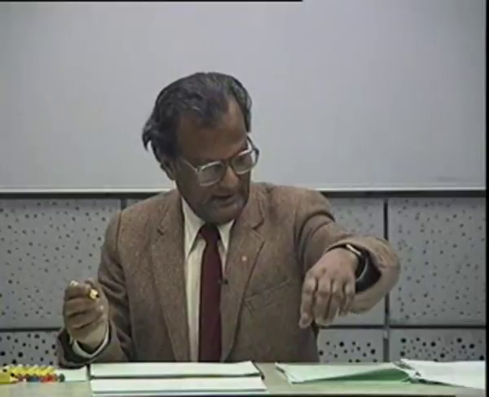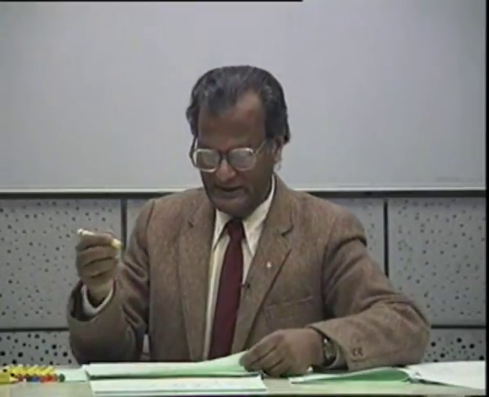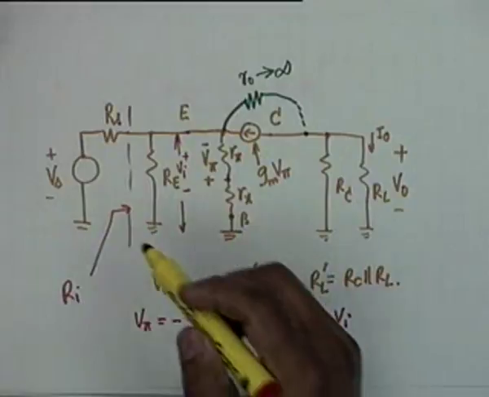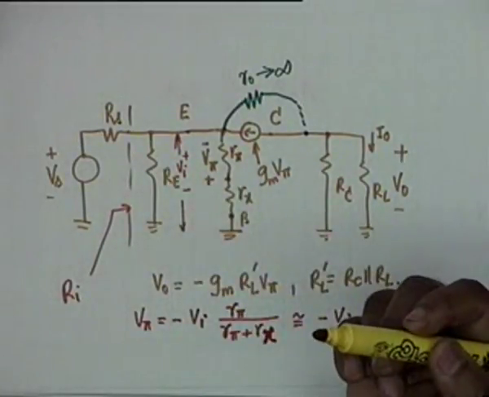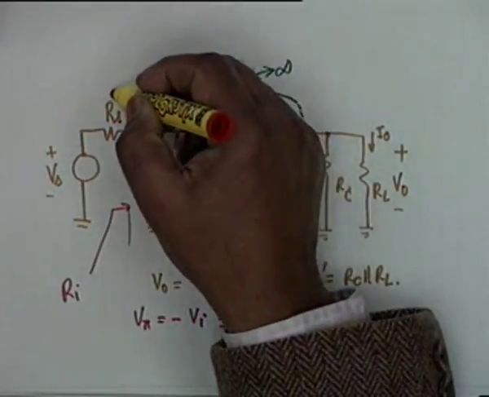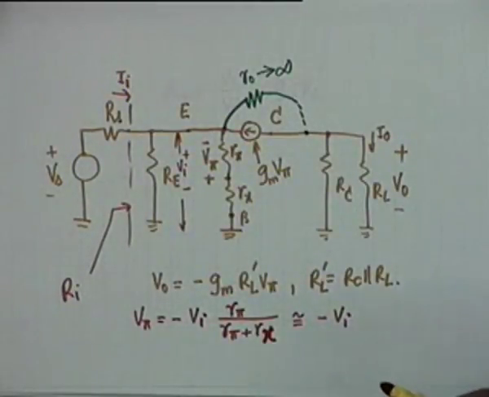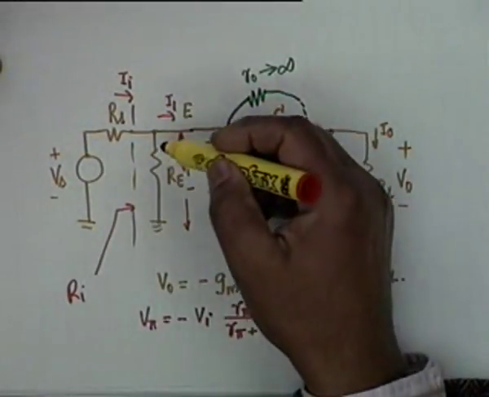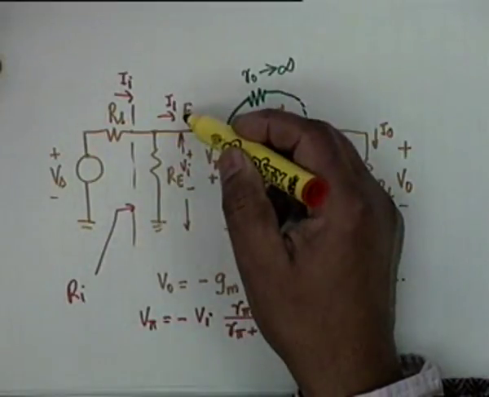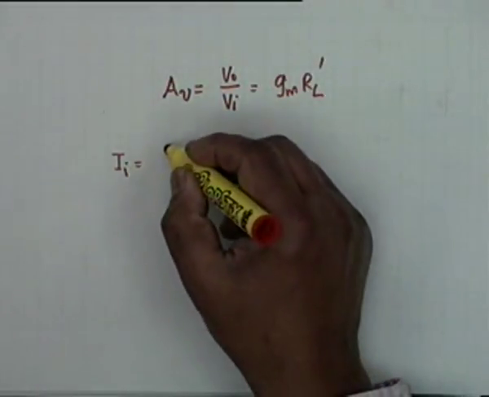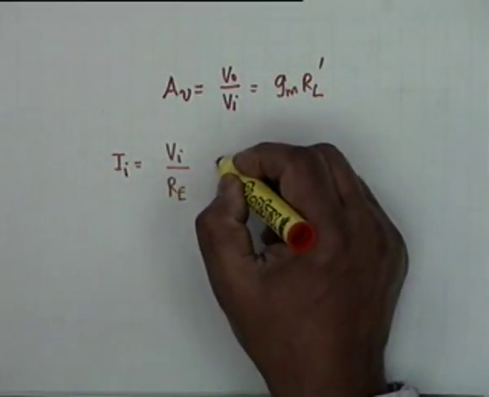Now we want to calculate the input resistance, that is the resistance that is faced by the source, Ri. Obviously the input resistance shall be the parallel combination of RE and whatever Vi faces. All right. So if I call this current Ii, and this current I1, then Ii shall be Vi by RE plus I1. Is that right? Ii, the current fed by the source, is equal to Vi by RE plus I1.